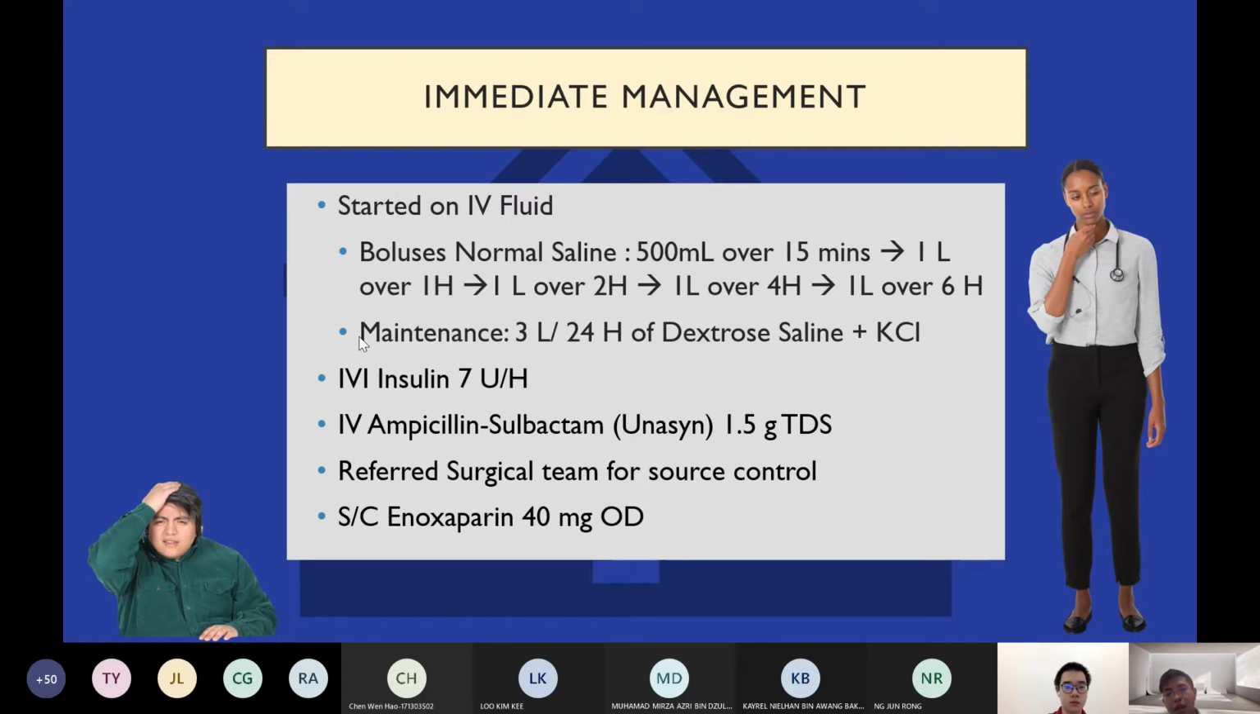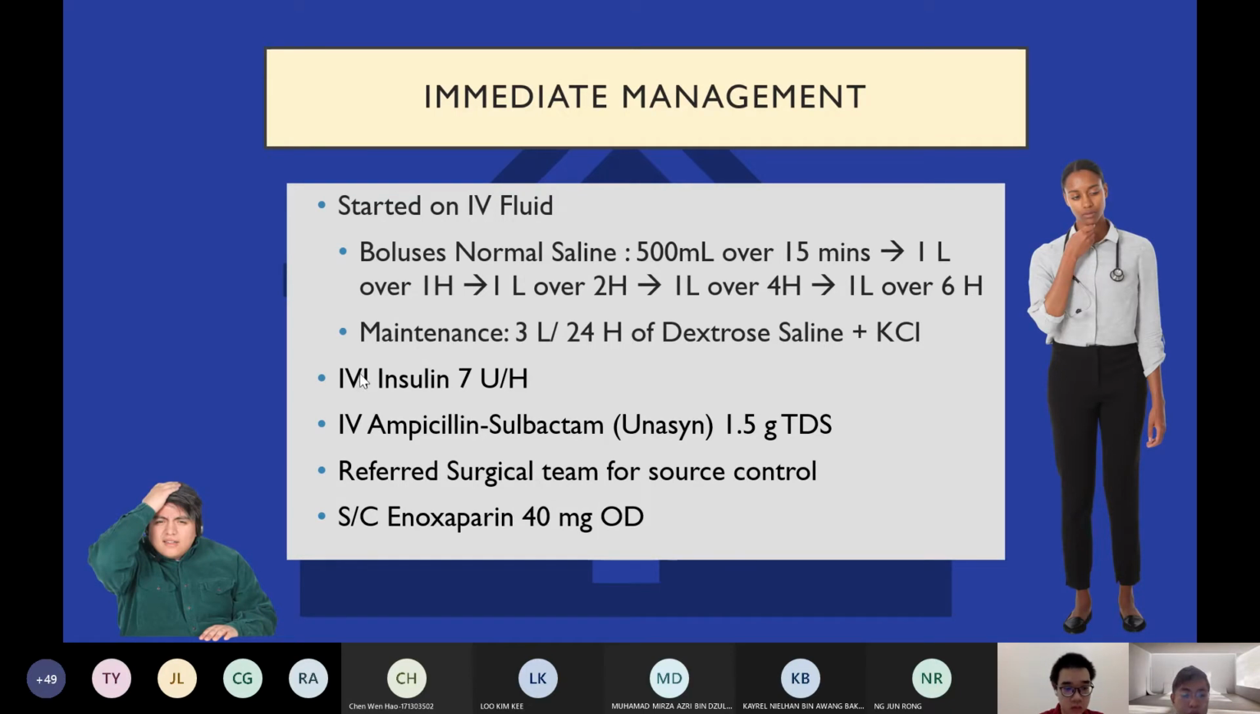Therefore, you're starting on IVI insulin at 0.1 units per kg. So if it's a patient with HHS, the insulin rate will be slightly lower, running at 0.05 units per kg, because they actually do not need that much insulin, but what they really need instead is the fluid boluses.